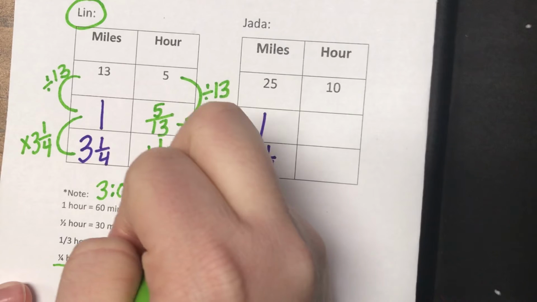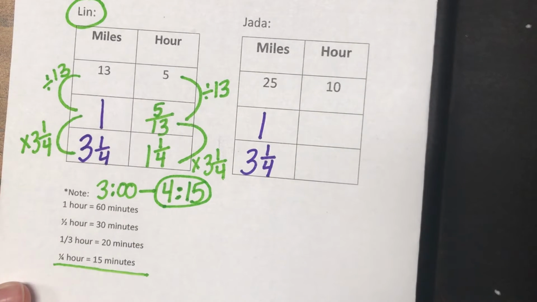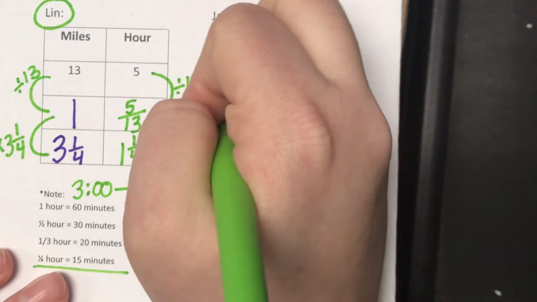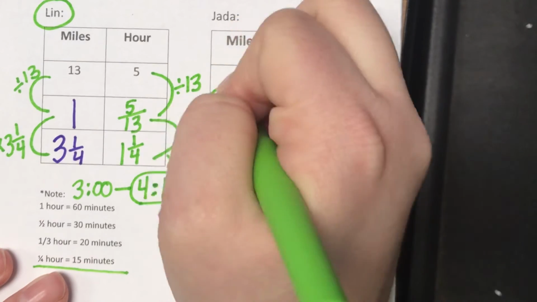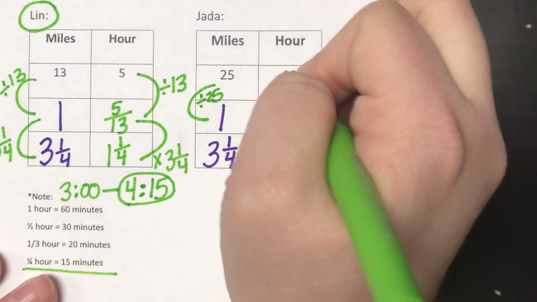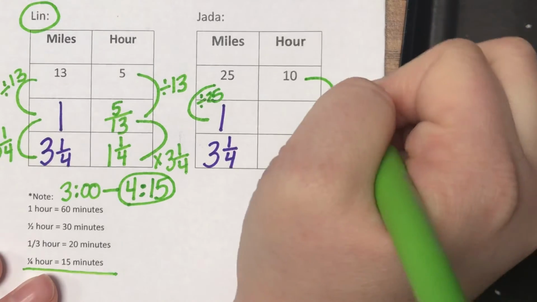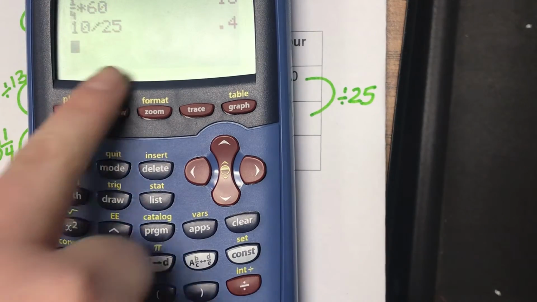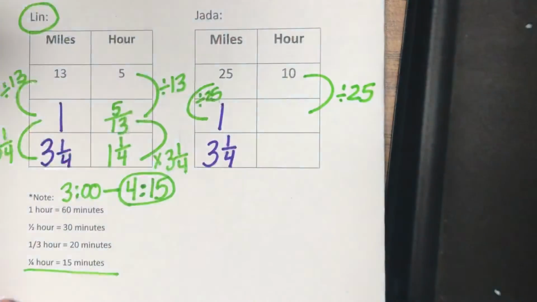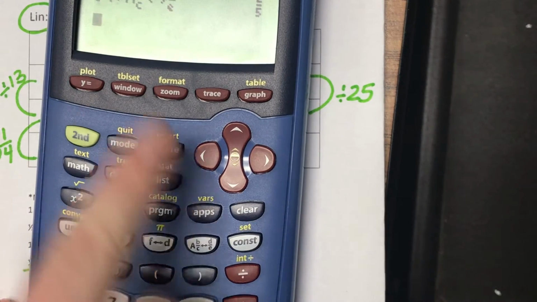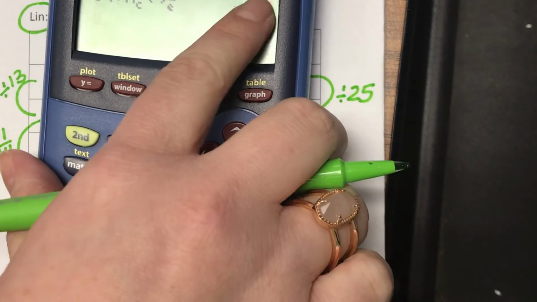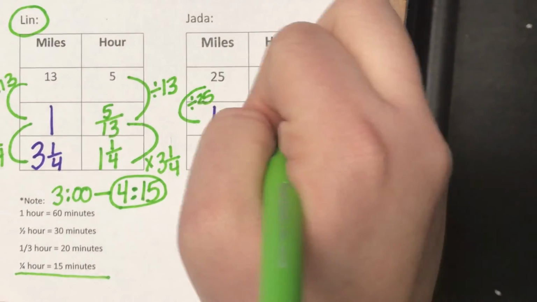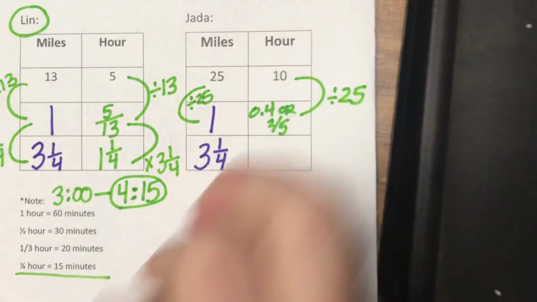Okay? Now we're going to do something very similar to find out what time Jada would get there. So we know that to get from 25 to 1, you've got to divide by 25. Okay? And so if you divide by 25 over here, you have to divide by 25 over here. So in my calculator, I said 10 divided by 25, and make sure you put it in the correct order, and I got 0.4, which if you want to make that a fraction, again, you can. Either way, since it's not a repeating decimal, we can just leave it as 0.4 or 2/5. So 0.4 or 2/5, okay?